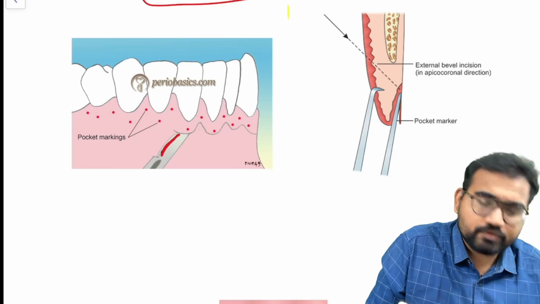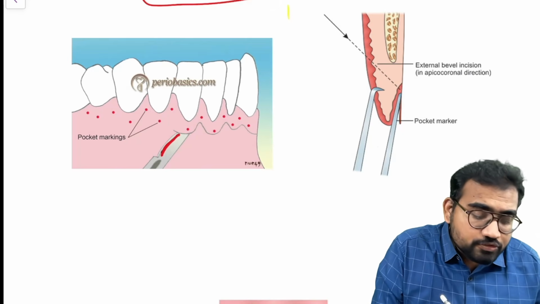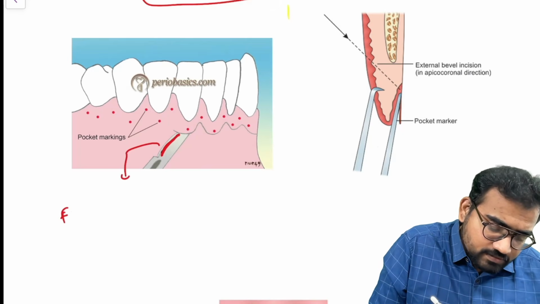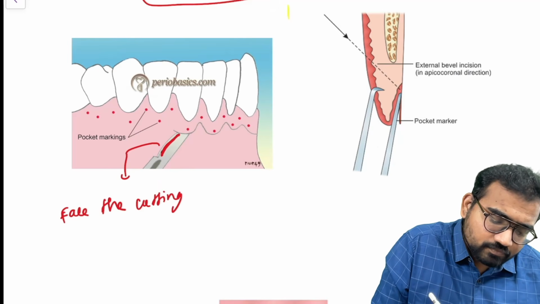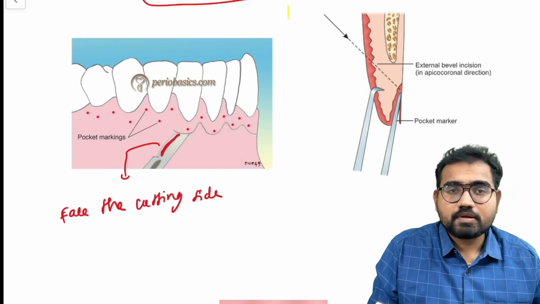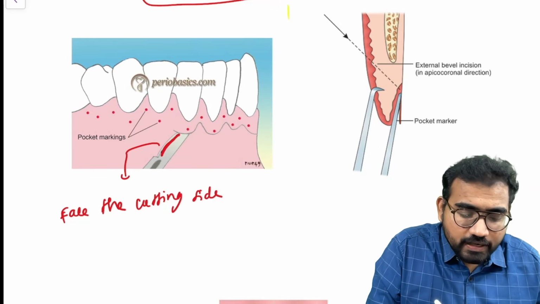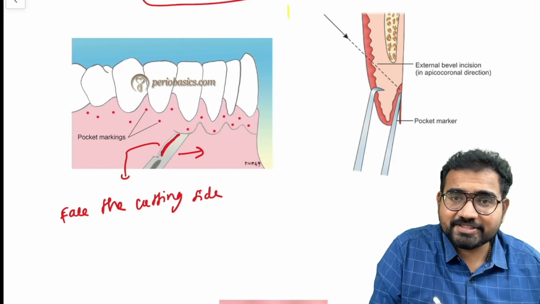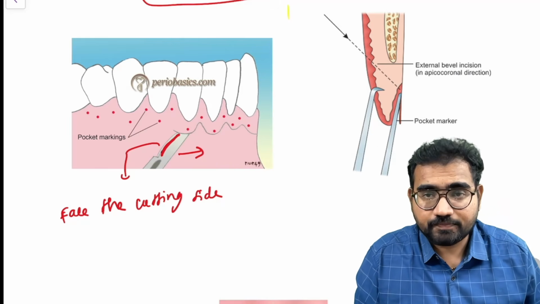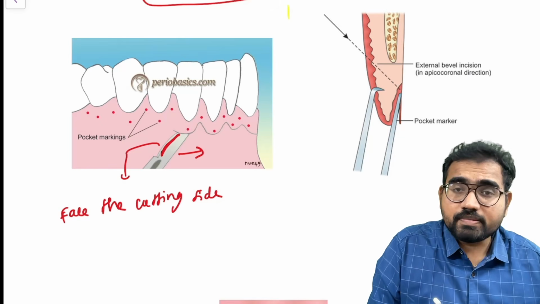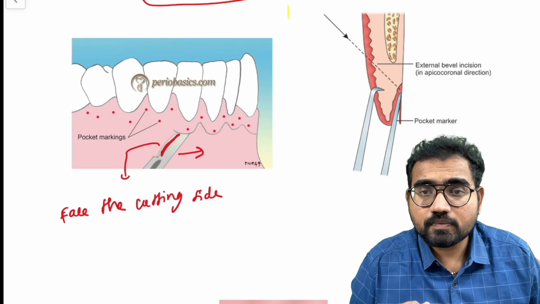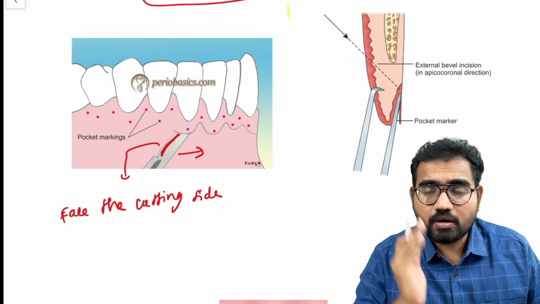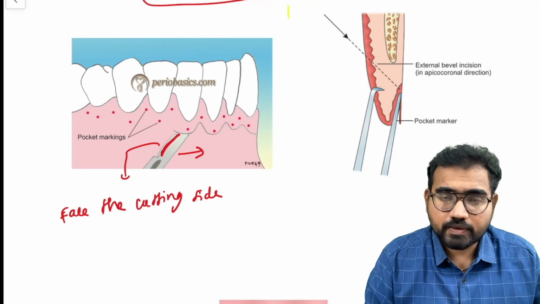This one is the bevel of the blade. It should always face the cutting side. If I keep the bevel like this and do the cutting in this direction, then there's going to be blunt dissection. So the bevel of the blade should be towards the side where I'm going to cut or place an incision. Okay, fine.